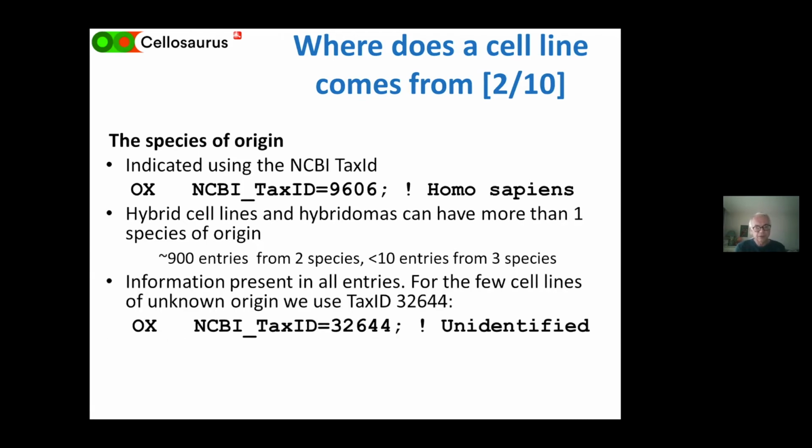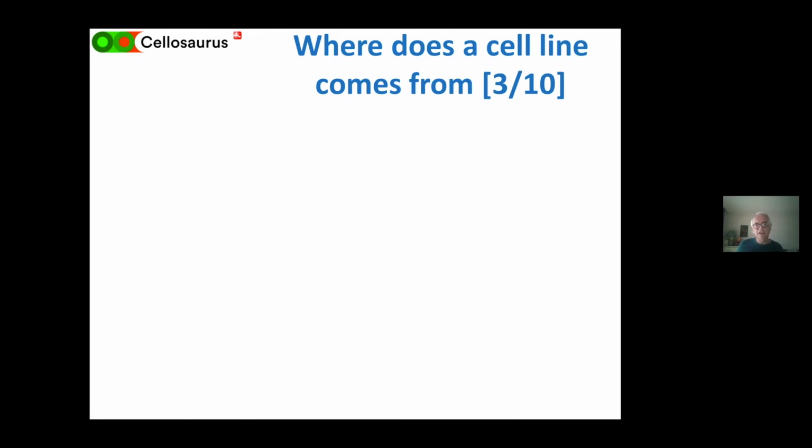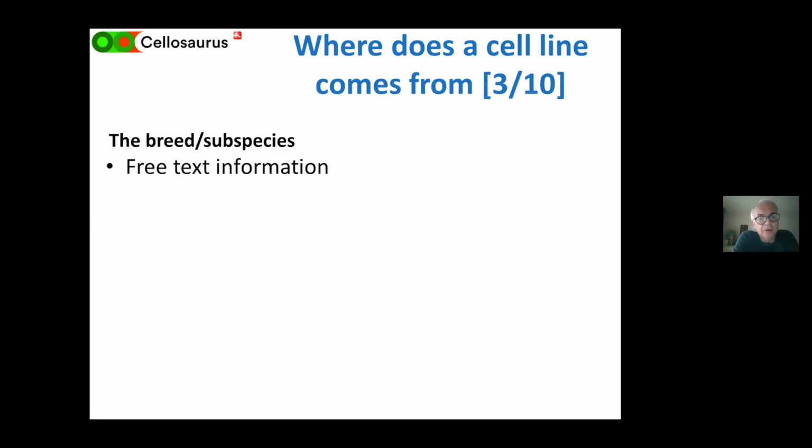Now, this information is present in all entries. By definition, you have to have this information. So there are a few cell lines where we don't know which species they come from, but fortunately, there is an NCBI tax ID for an unidentified species. So there's no problem annotating this. Okay, species, no issue.